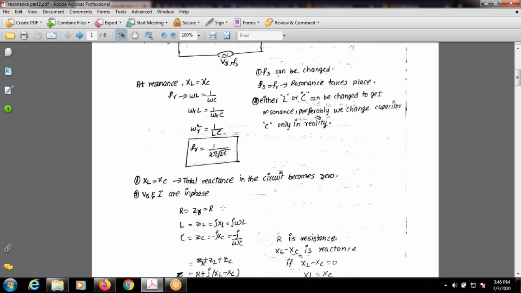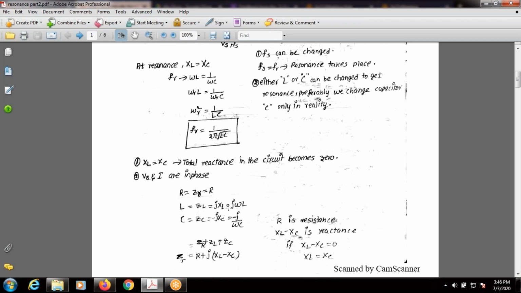Here the important concept is, when the circuit is operated at resonance, the applied voltage and resultant current are in the same phase. And second, at that point XL is equal to XC. The impedance offered by the inductor is equal to the impedance offered by the capacitor, so that the total reactance in the circuit becomes zero, right?